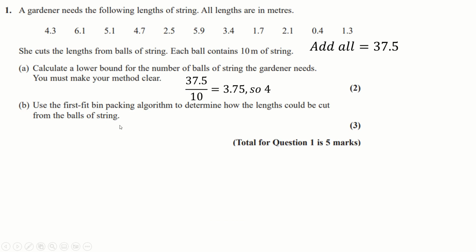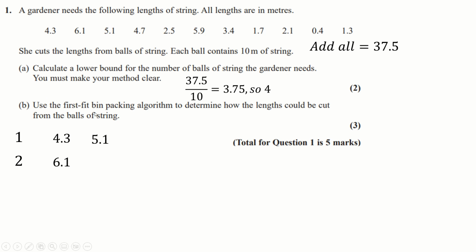Use the first-fit bin packing algorithm. So in the first bin, you'll put the first thing. You can go up to 10 here. So this isn't going to fit in the first bin because that adds up to more than 10. So you go to that in the second bin. Then this can go with that. That's less than 10 when you add those two together, so that goes in the first bin.